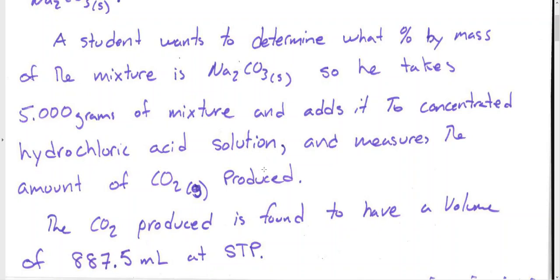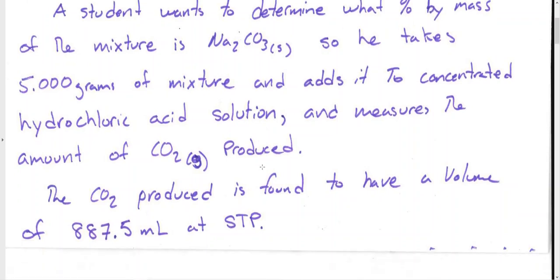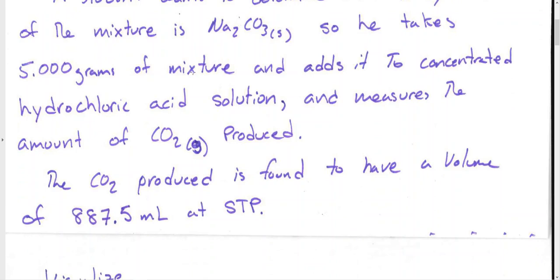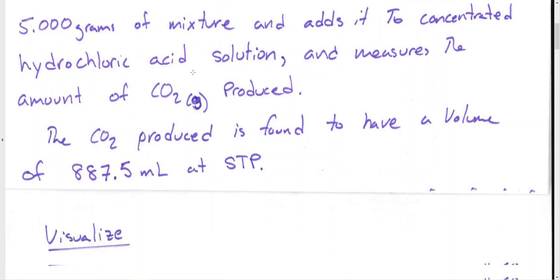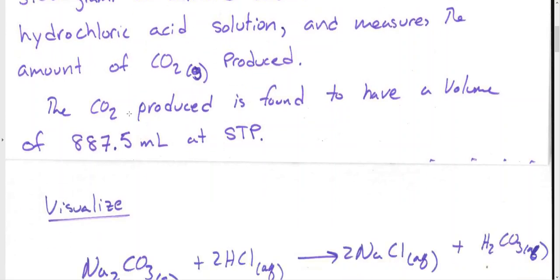So what's going to limit the reaction from taking place is the amount of either sodium chloride or sodium carbonate, whatever is reacting with the HCl. You're told that he reacts the 5 gram mixture of sodium chloride and sodium carbonate with hydrochloric acid solution, and he measures the amount of CO2 produced. So CO2 has to be produced. From the amount of CO2 gas produced, you're trying to figure out the percent by mass of that 5 gram mixture. So that's the idea.